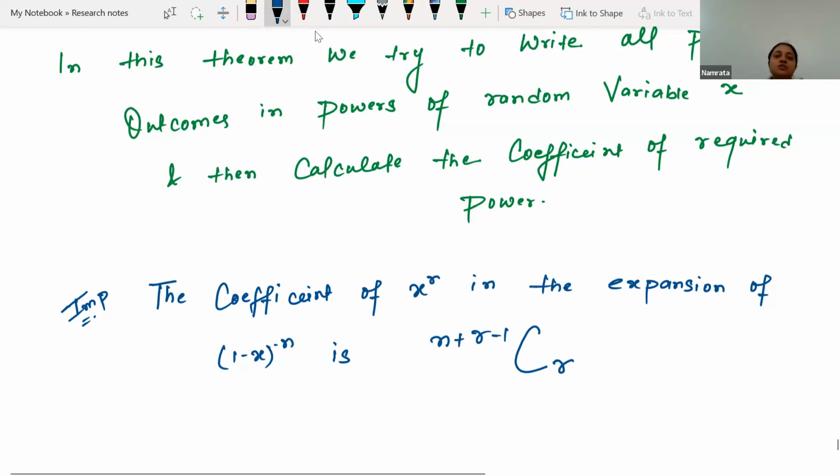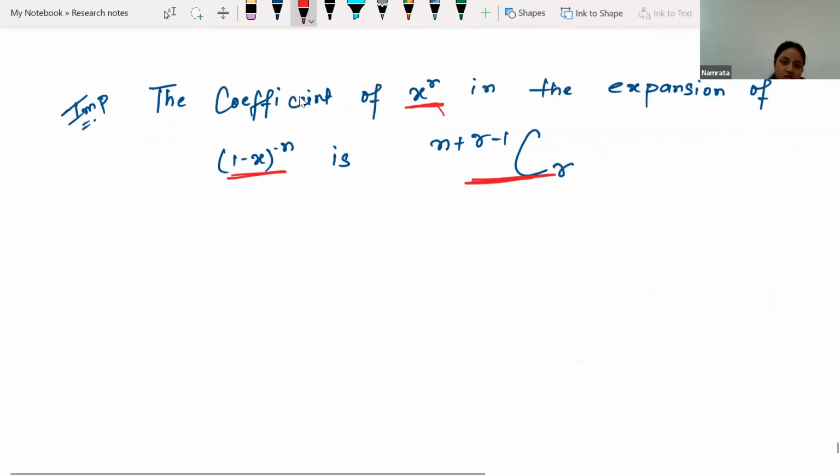So this rule says that the coefficient of x to the power r in this expansion will be like this: n plus r minus 1 C r. Okay, let's take one question.